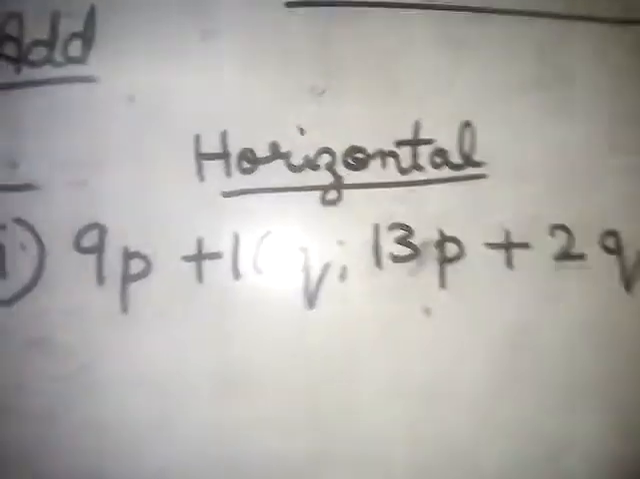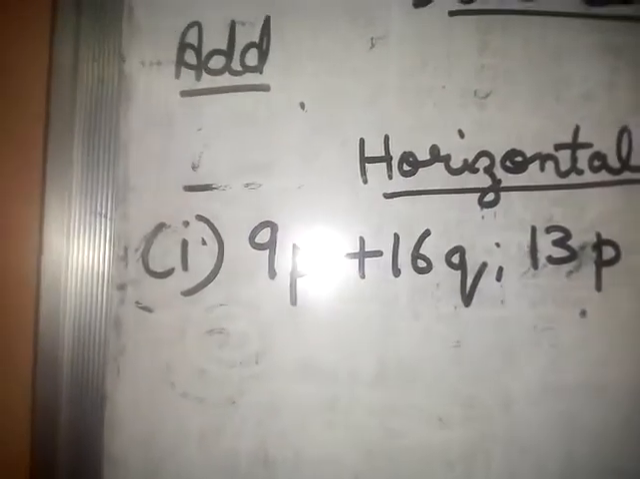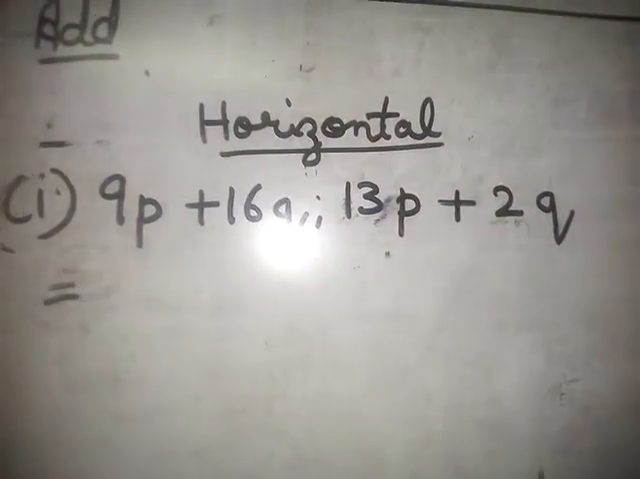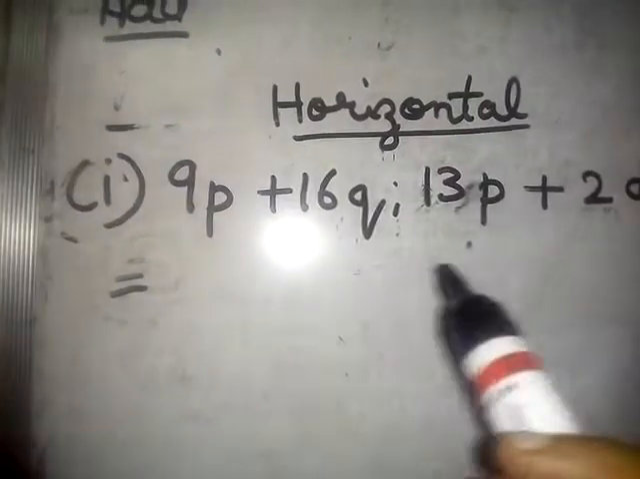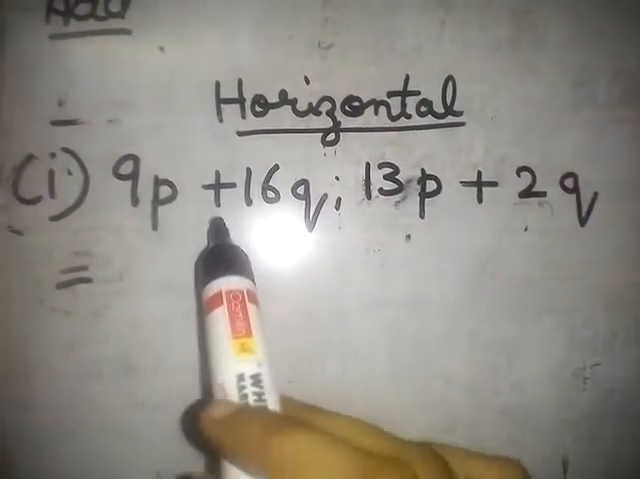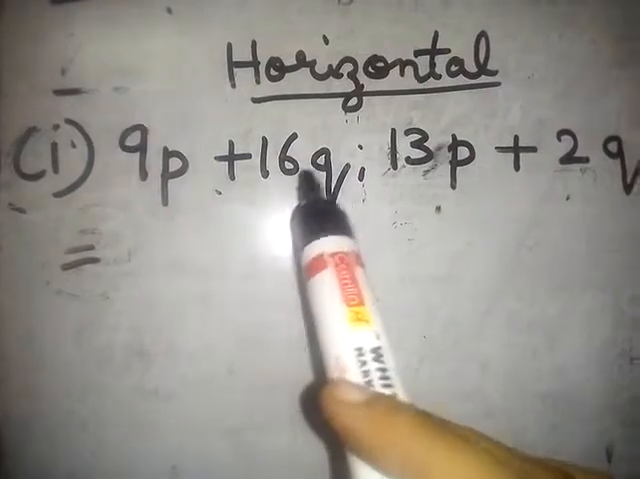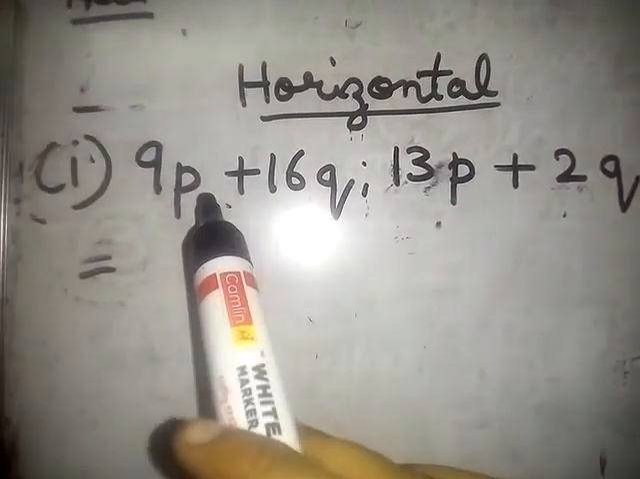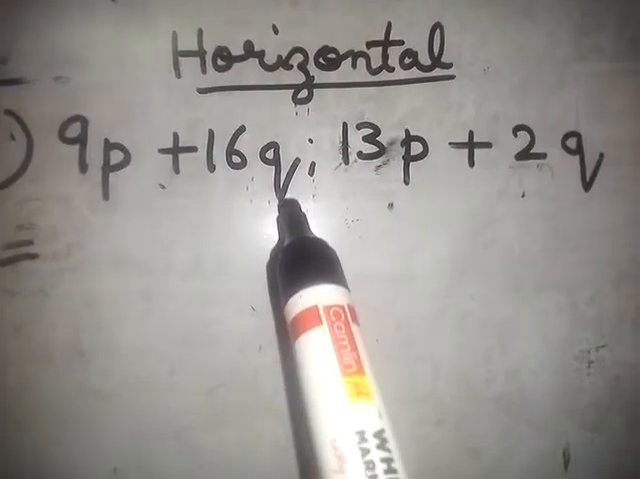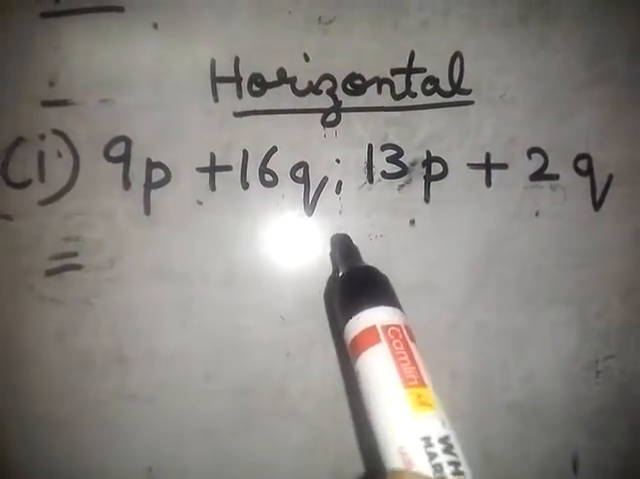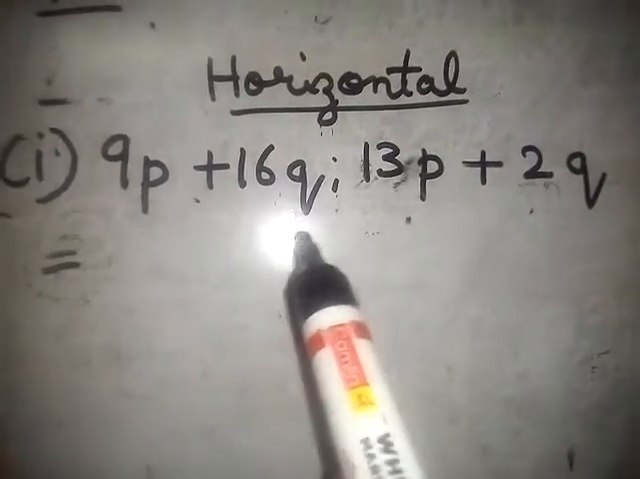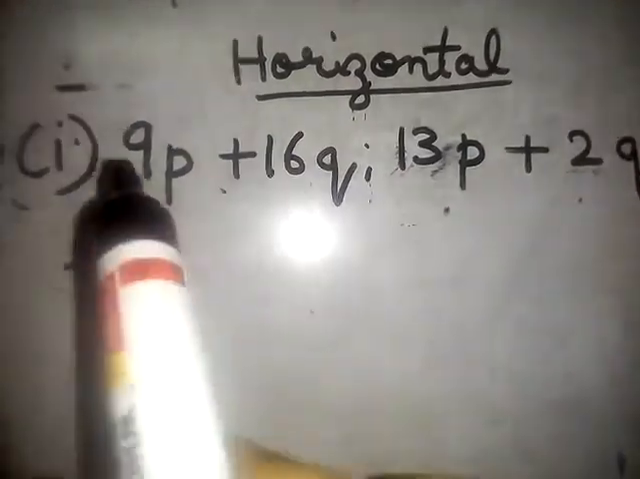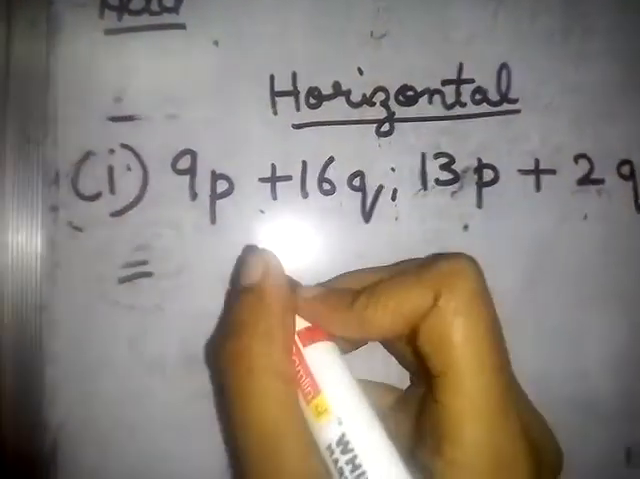Now next one is horizontal arrangement I am teaching. Now in horizontal arrangement, you have to write in bracket form. Both these expressions are binomial expressions. 9p plus 16q, comma 13p plus 2q. Both these expressions are binomial. So this you have to write in bracket form. These two binomial expressions you have to write in bracket form, and in middle you have to put plus sign because this is add. You have to write like this.